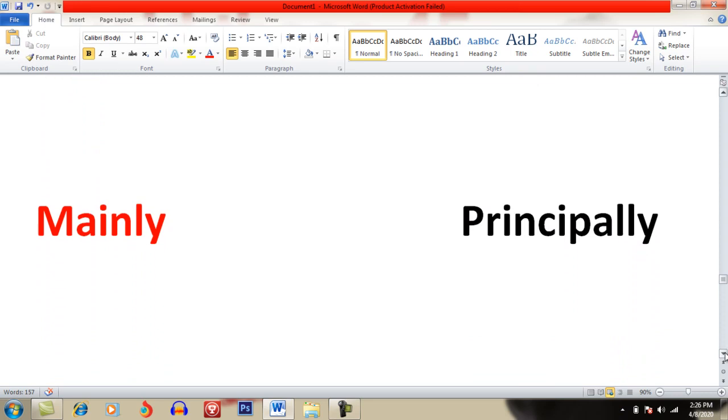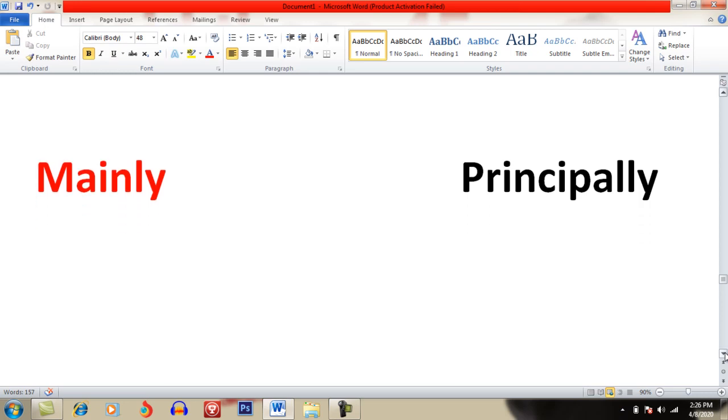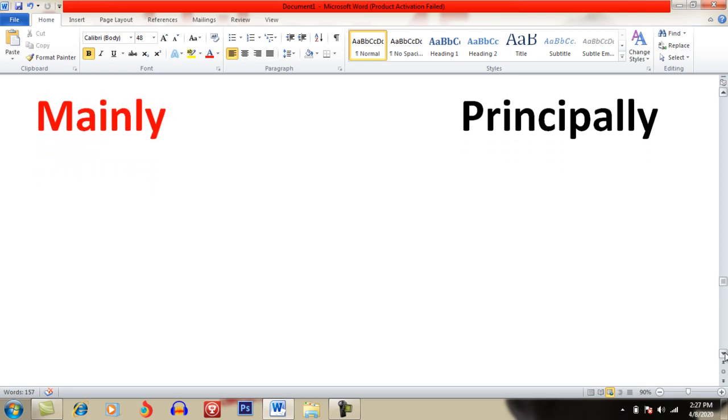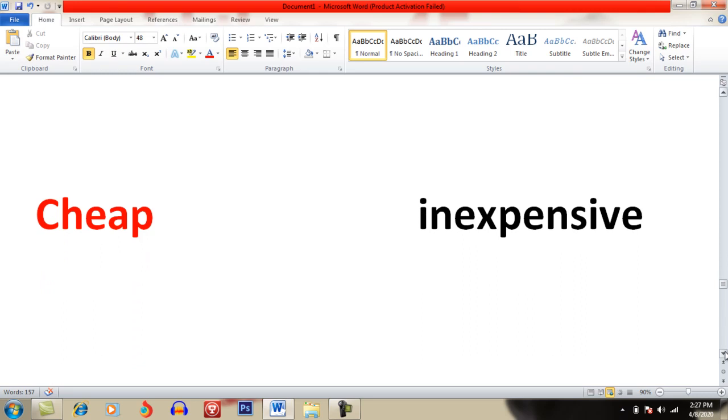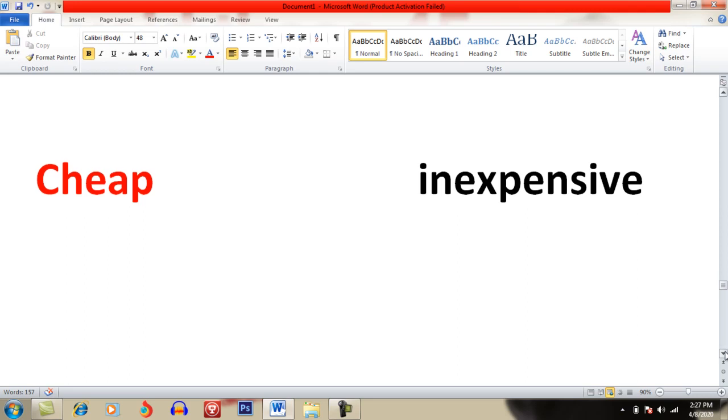Instead of "mainly," you can use a formal word, "principally." For example, you can say, "I want to discuss mainly this problem," or "I want to discuss principally," or "mainly my opinion," or "principally my opinion." You can use it according to the situation. Instead of "cheap": "cheap" is an informal word. Do not use "cheap" in IELTS writing. Try to use "inexpensive."